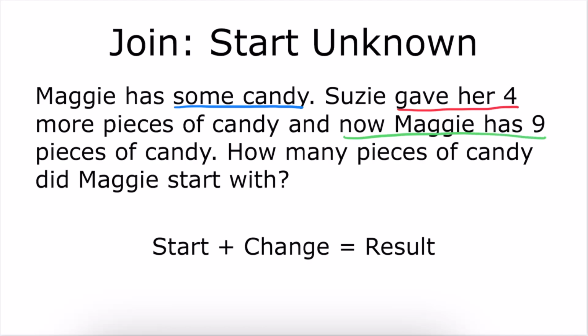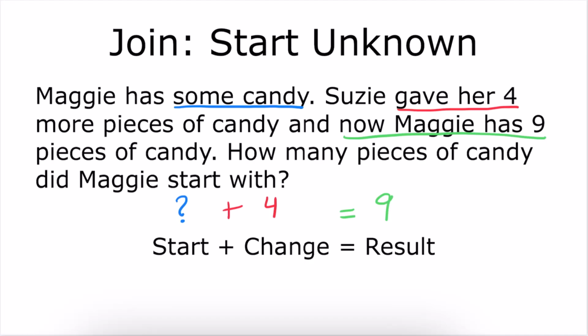And so if we wanted to help our students write a math sentence for this, we would say, okay, well, how much did Maggie start with? Well, that's the thing we don't know. That's the question we're asking. And so I could write a question mark for my starting amount. Then I could say, well, after Susie gave her 4 more pieces of candy, then that means that I'm increasing the amount by 4. And this equals the result of 9 total at the end.